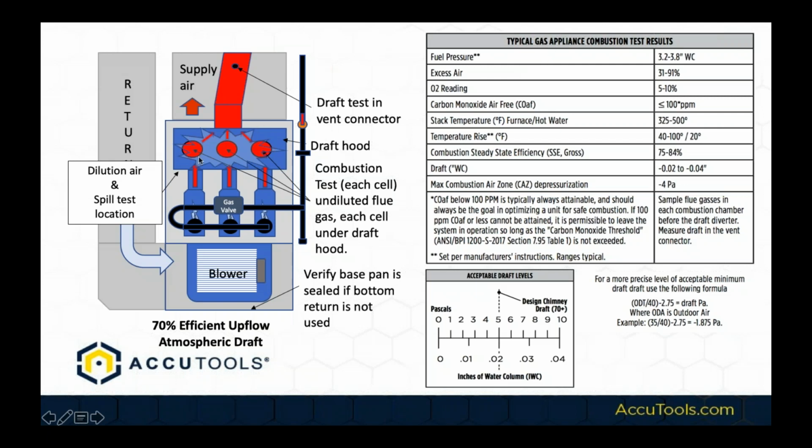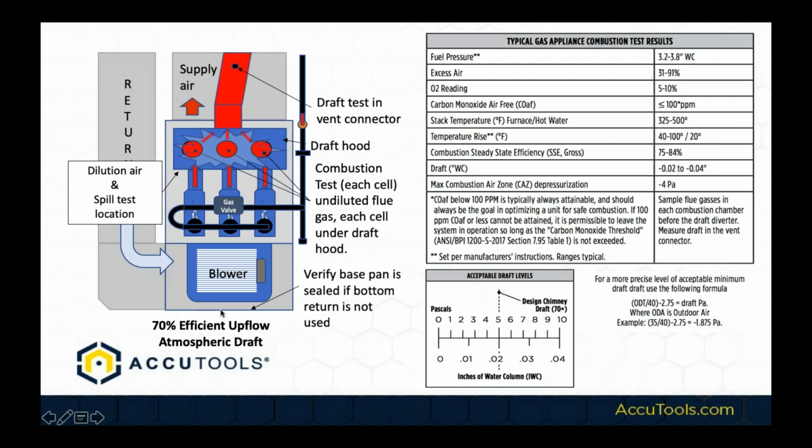So this blue box here is our draft hood, and that's what separates the draft from the appliance. And we're going to test in each combustion chamber, and then we'll draft test about a foot, 18 inches above the draft hood to make sure that we have adequate draft in there.